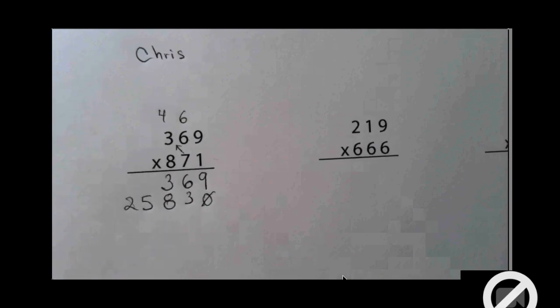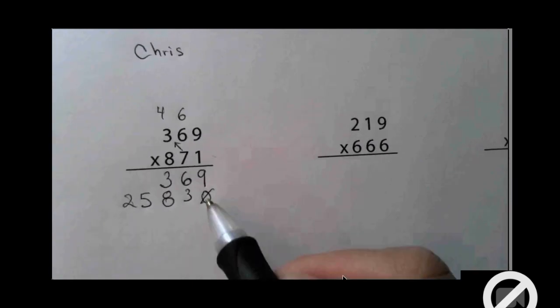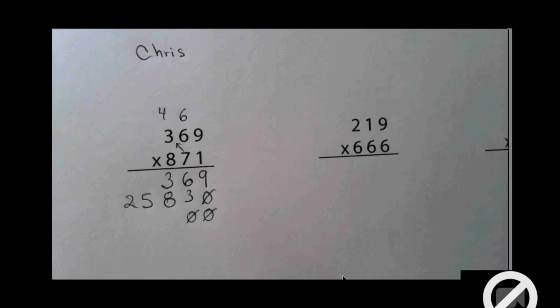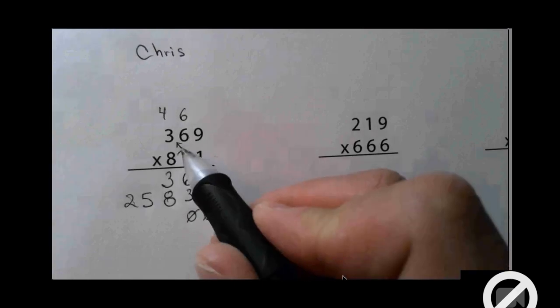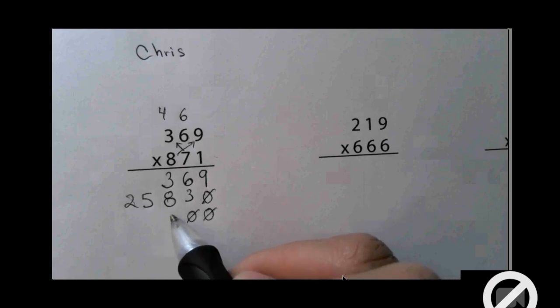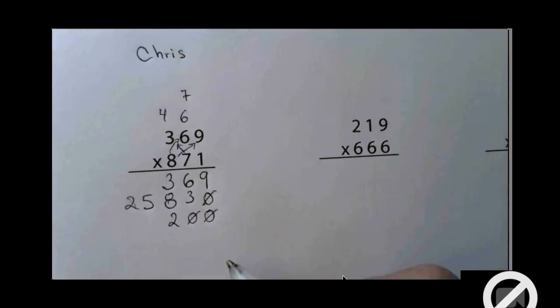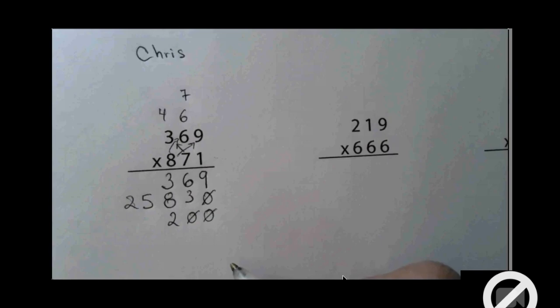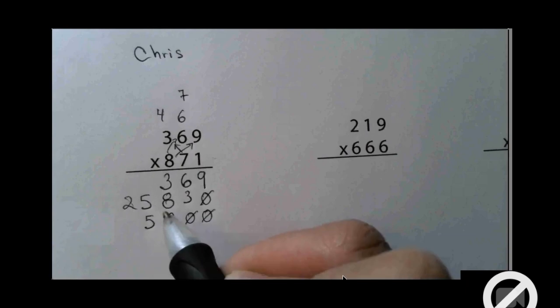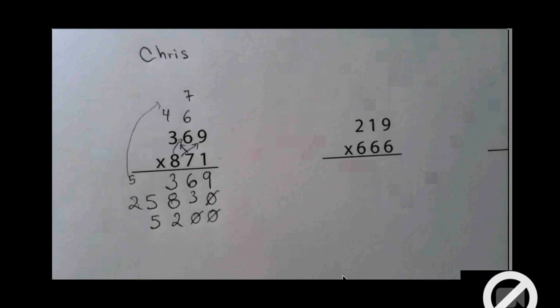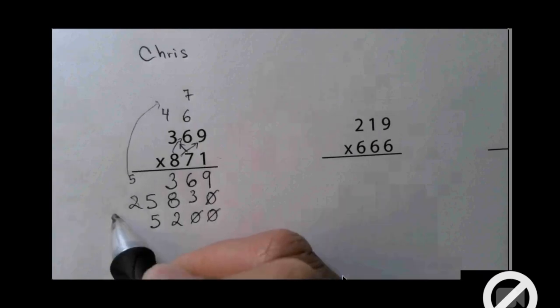Excellent. Then what do you do next, Chris? Then I put 2 place value holders. And 8 times 9 is 72. I carry the 7. And 8 times 6 is 48. Plus 7 is 55. I carry the 5. And 8 times 3 is 24. Plus 5 is 29. All right.